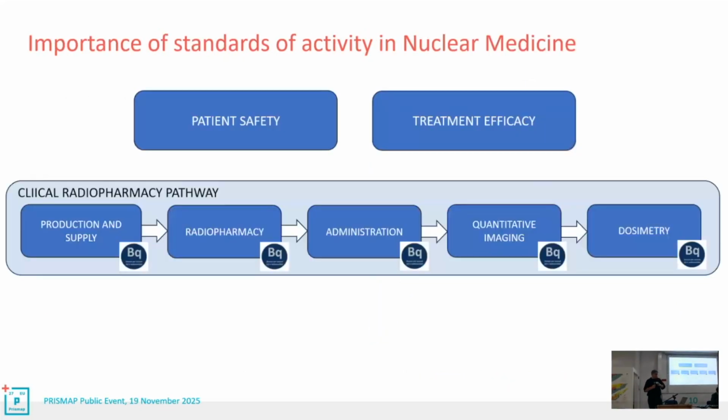When we're talking about the importance of these standards of activity in nuclear medicine, we're looking at patient safety and treatment efficacy, and we can see very simply how it's used along the whole clinical radiopharmacy pathway. So your activities in the production, supply, radiopharmacy for determining your activity, the administration, quantitative imaging, and then for your dosimetry. In all of these concepts, you need to know the activity that is present.